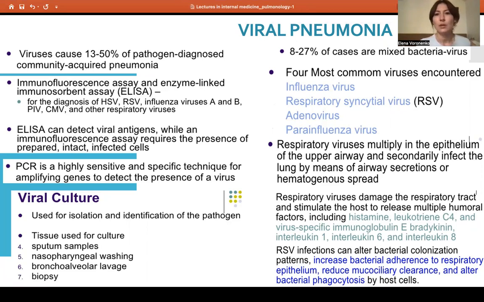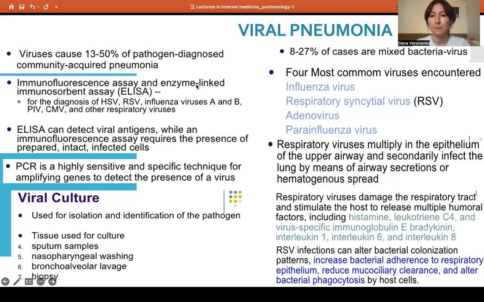Viral causes, viral pneumonia. 27% of cases are mixed bacteria and virus. The 4 most common viruses encountered: influenza virus, respiratory syncytial virus, adenovirus, parainfluenza virus. Respiratory viruses multiply in the epithelium of the upper airway and secondarily infect the lung by means of airway secretion or hematogenous spread.